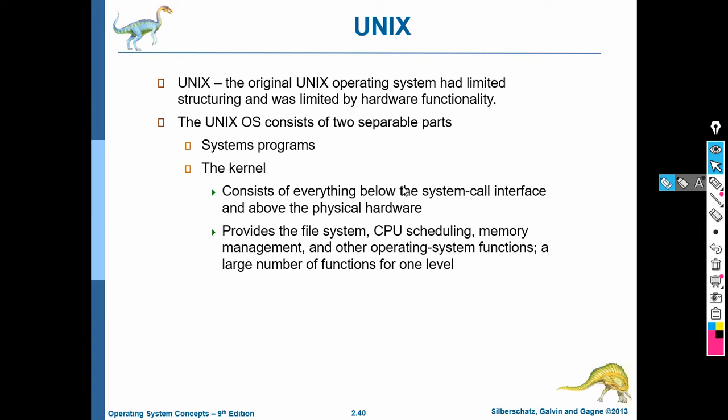Unix, the original Unix operating system, had limited structuring and was limited by hardware functionality as well. Unix OS consists of two separable parts: system programs and kernels, right? The kernel consists of everything below the system call interface and above the physical hardware. It provides the file system, CPU scheduling, memory management, and other operating system functions, a large number of functions for one level.